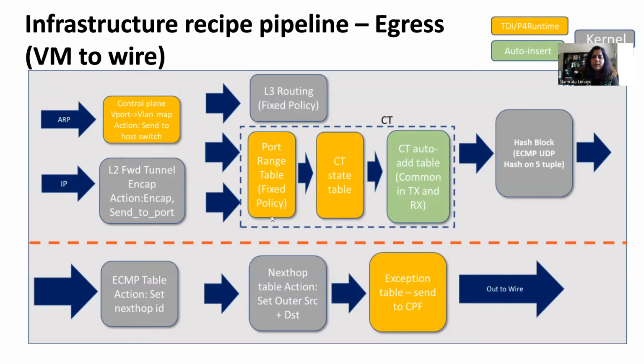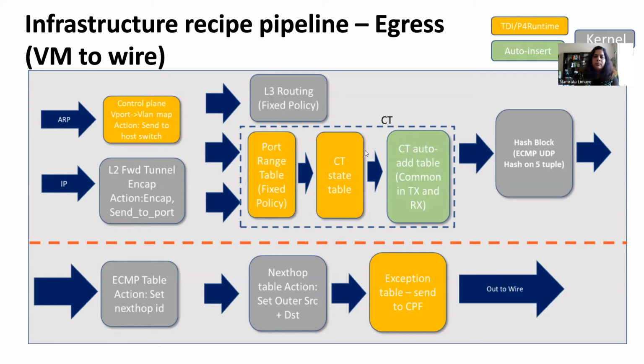We also have a CT working in here. So CT, there are three tables. Port table is an example here, which is the fixed policy. Here, port table can say it's a range table, so it can say this is the range of the ports that are allowed or are supposed to be dropped in the CT flow, and this sends the packet to the CT state table.